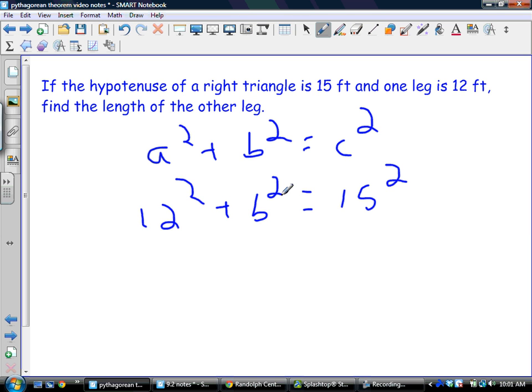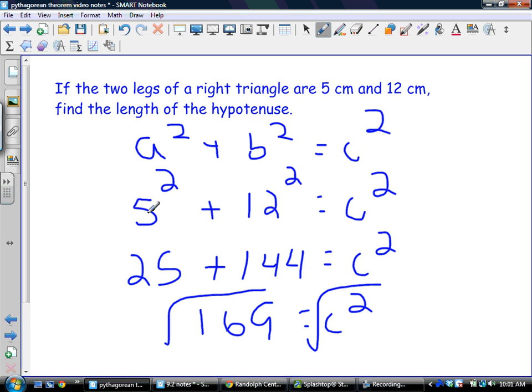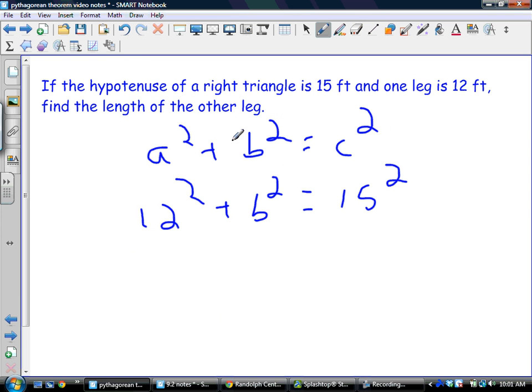And now, same as on the last one, I'm going to square everything. I wrote the formula, plugged in, squared everything. I'll do the same over here. Formula, I've already plugged in, now I'll square everything. So 12 squared, we know is 144, plus b squared equals 15 squared, which we should know is 225.